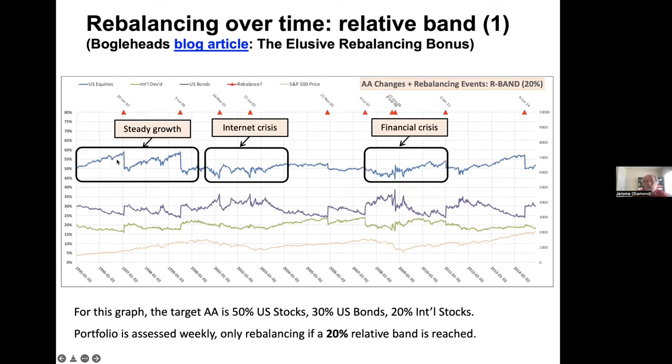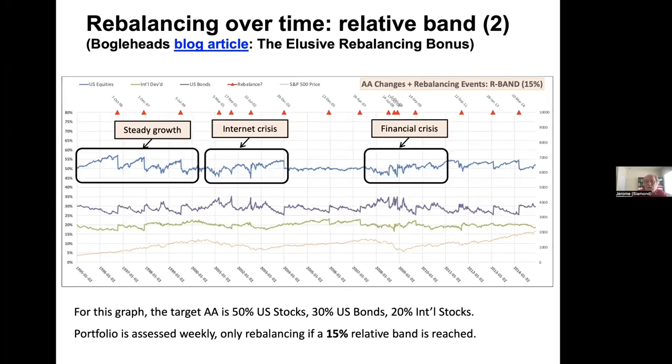Therefore, your asset allocation is drifting a little bit more towards stocks for a longer time. And yeah, at the end, you make more money. But that's not what you wanted to do. Your plan was your target asset allocation. Your plan was not to let things drift.